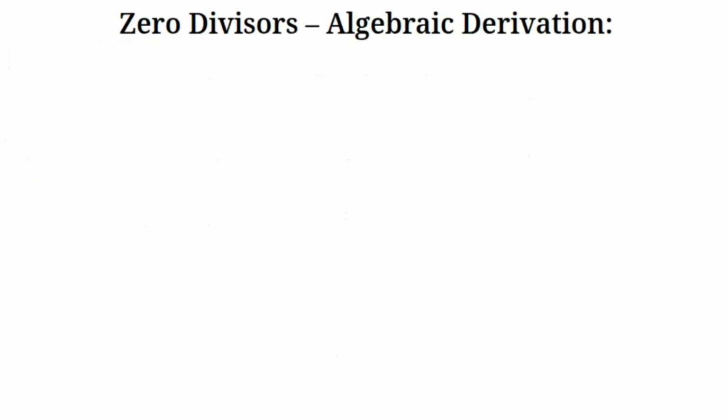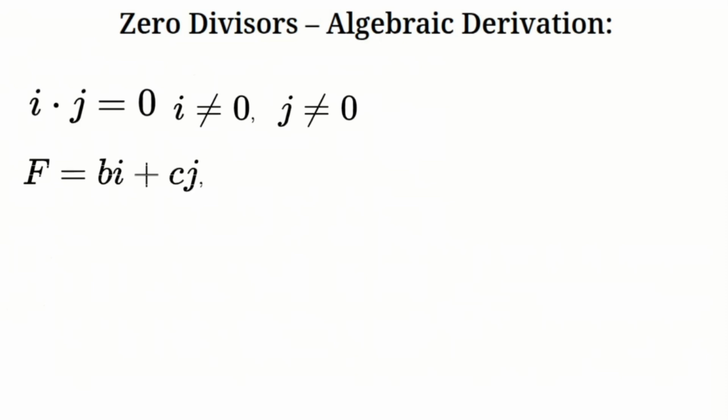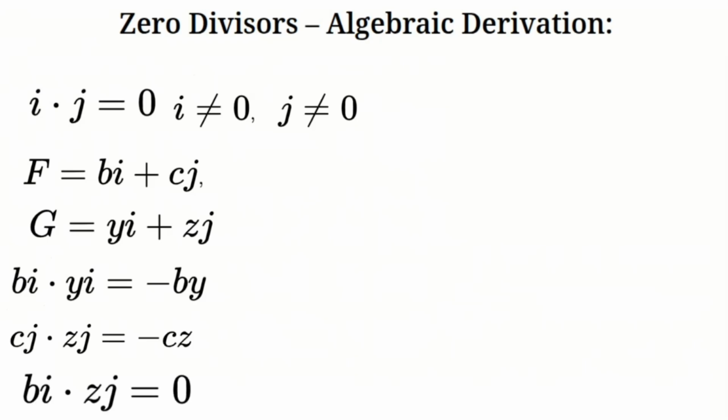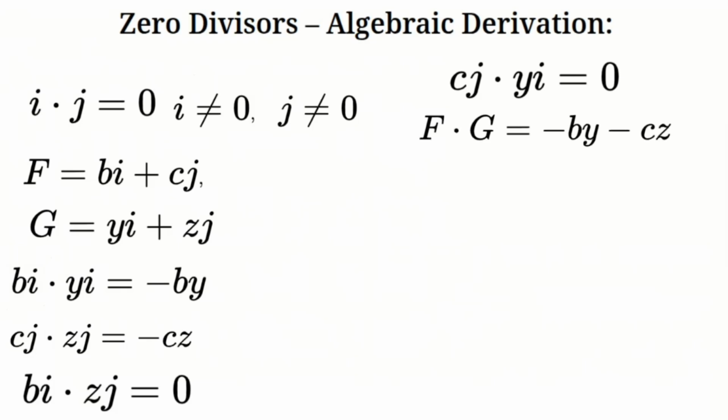Zero divisors, algebraic derivation. Let's get into the heart of this system, the zero divisors. These are non-zero numbers that multiply to give 0. First, from the multiplication rules, we see i times j is 0, but i isn't 0 and j isn't 0. That already breaks the usual rules of algebra. Let's go deeper. Take f equals bi plus cj, no real part, just the imaginary components. Now take another number g equals yi plus zj. Multiply them. bi times yi gives negative by. cj times zj gives negative cz. Cross terms. bi times zj and cj times yi both involve ij or ji, which are 0. So f times g becomes negative by minus cz.